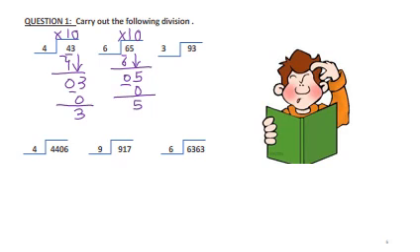Now we have 93 divided by 3. Of course, I'm going to take the 9. 9 divided by 3 is 3. So 3 times 3 is 9, sorry. And 9 minus 9 is 0. Now you bring down the 3.